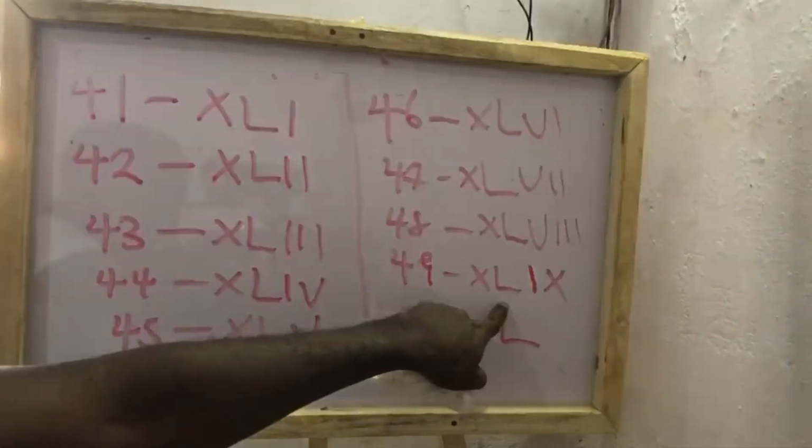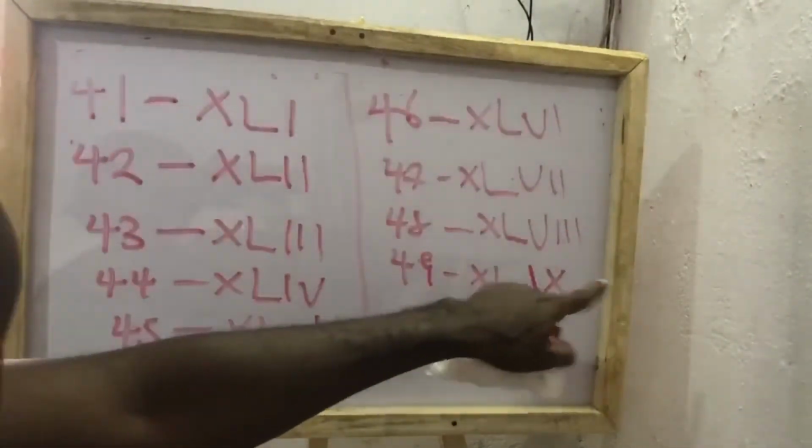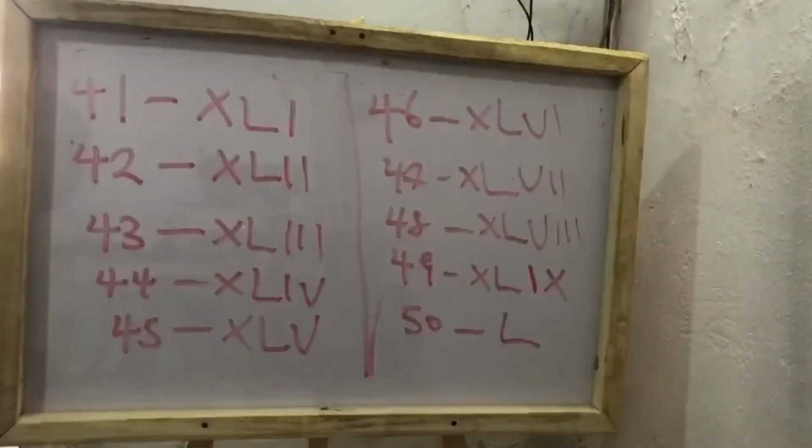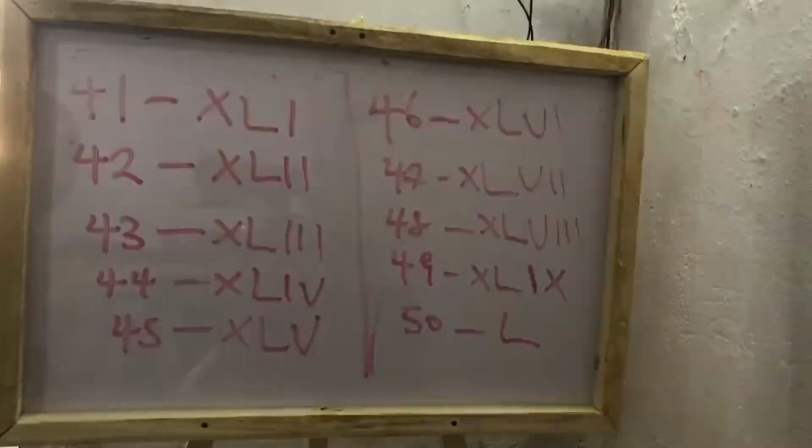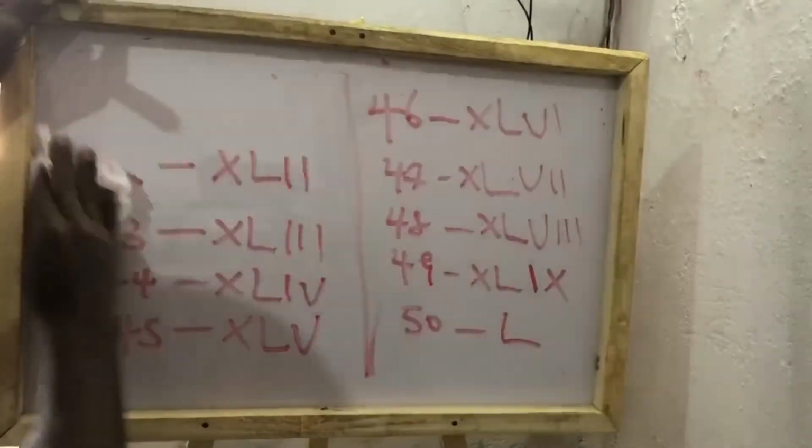So XL is 40. IX is 9, so 40 plus 9 will give us 49. So that is how you get your 1 to 50.